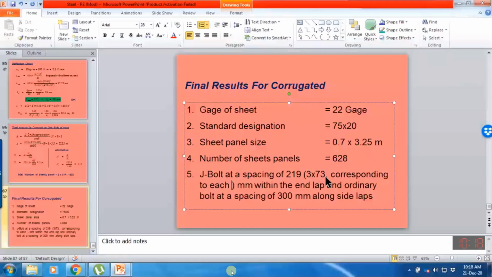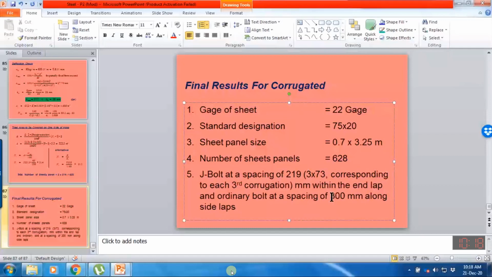So an ordinary bolt to cover the side lap, the maximum spacing should be 300 millimeter. So I have computed this value as 280. So this value should always be less than 300, or you can simply write the answer same like this in the examination. You can copy this statement, but the philosophy I have already explained.